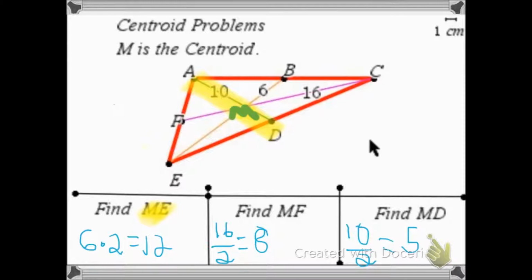A couple of things that you want to remember about this particular problem: they didn't give us the whole median, they just gave us numbers for parts of the median, and that's why we were able to use these rules. The rule basically has something to do with 2/3 and 1/3, and that's why you multiply the short pieces by 2 to get the big piece, and you divide the big pieces by 2 to get the little piece.